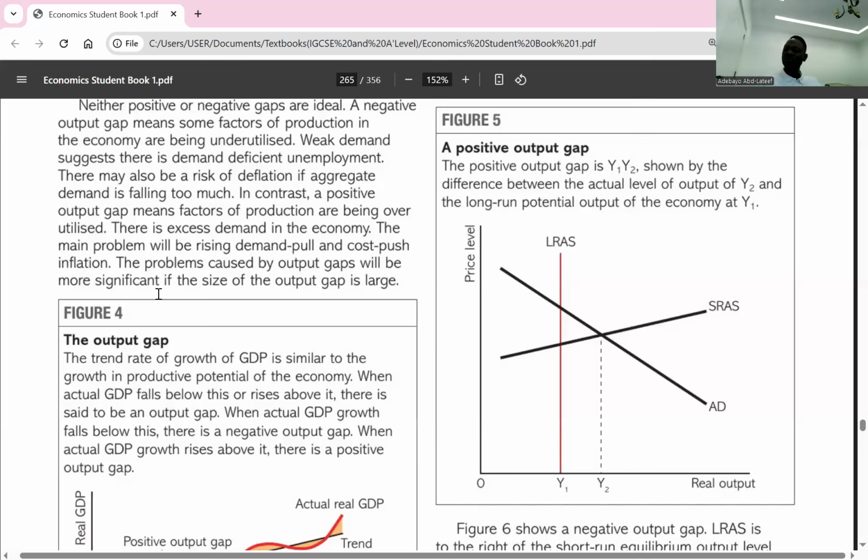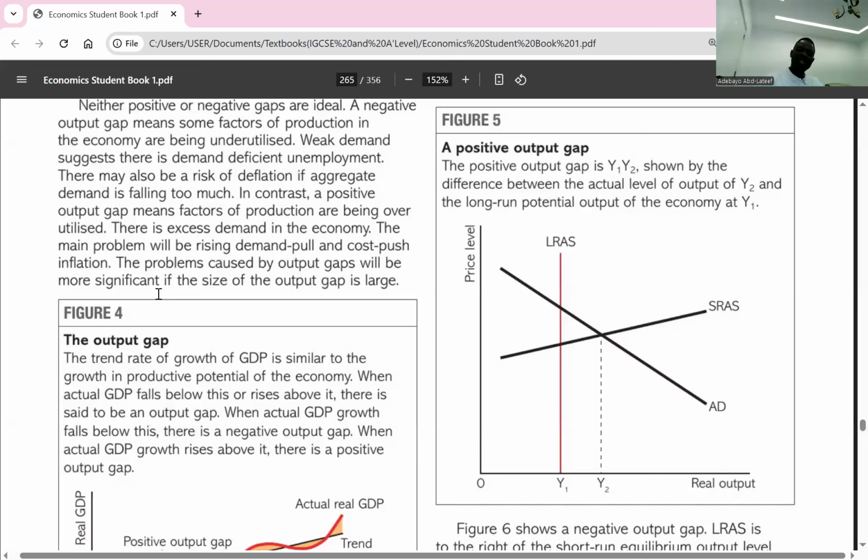So this situation is not ideal, because a positive output gap will bring about cost push inflation and demand pull inflation, and both of them will lead to recession. So that means we have to solve this problem of positive output gap. So how do we solve it? This situation will be fixed either through long-run economic growth, which will move the long-run aggregate supply curve towards 0Y2.